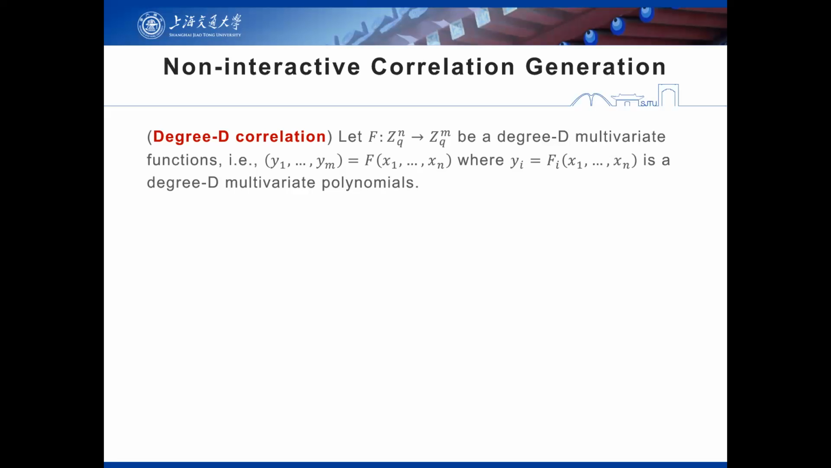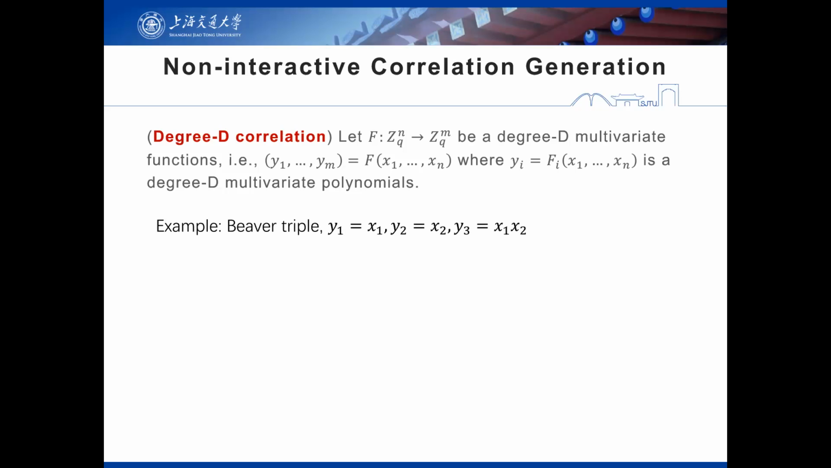So here we introduce this degree d correlation. Think of it like we have this multivariate polynomial f. f has n inputs, and its output is y1 to yn, each one over Z_q. So yi is like a multivariate polynomial fi with n variables. And we must bound the degree of f, so the total degree of f is at most d. So this is called a degree d correlation.